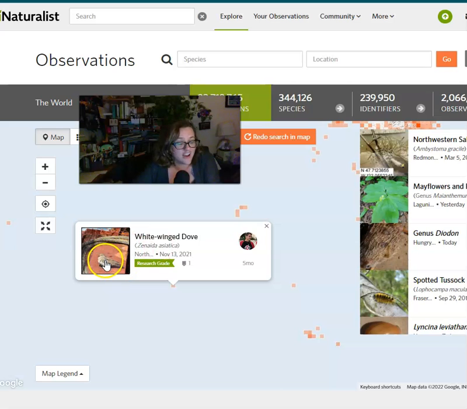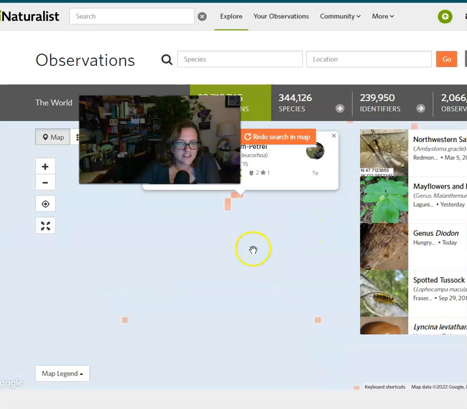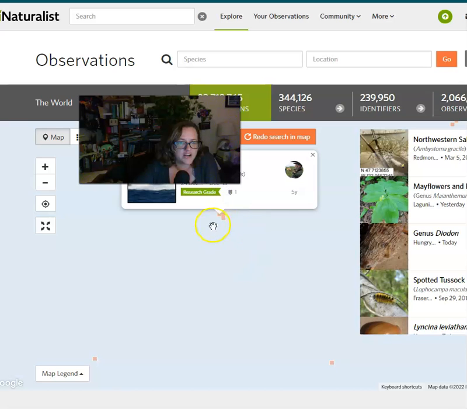A white-winged dove. That is bonkers. So this boat had a dove on it. That's pretty cool. Okay, and this research grade means that somebody with a PhD went in and said, yeah, that's absolutely a white-winged dove. Good job. Okay, let's see what else. Here is a petrel. That's another kind of bird. There's an albatross. Oh, very interesting. Okay.